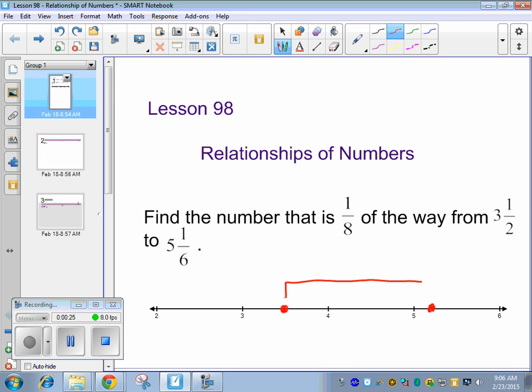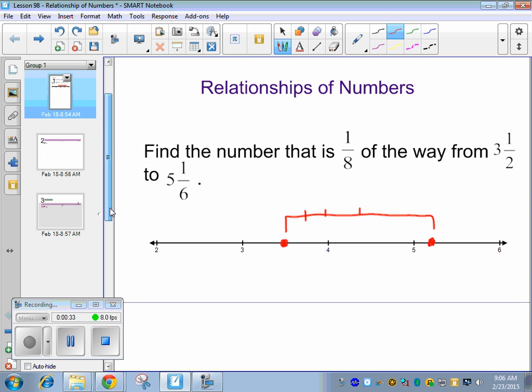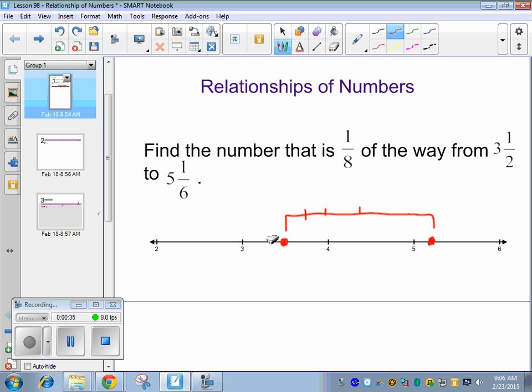And we want to know what is about 1/8 of the way. So like here's a half, there's a fourth, so there's about 1/8 of a way. We want to know exactly what that is. So first of all, we want to find the difference between these and 1/8 of the way.